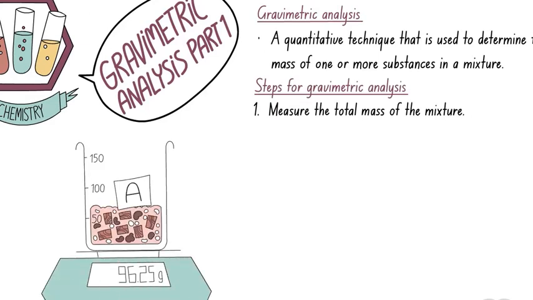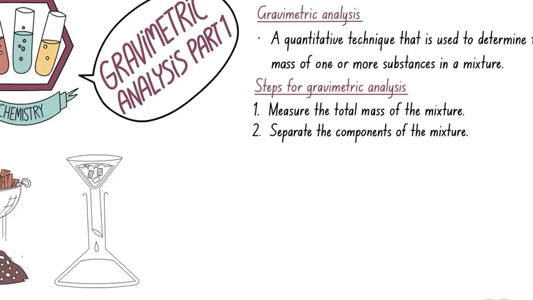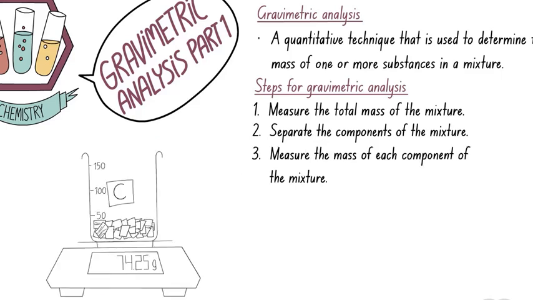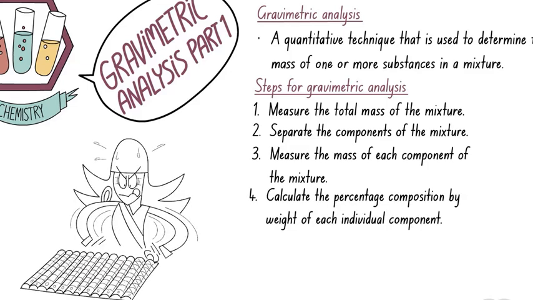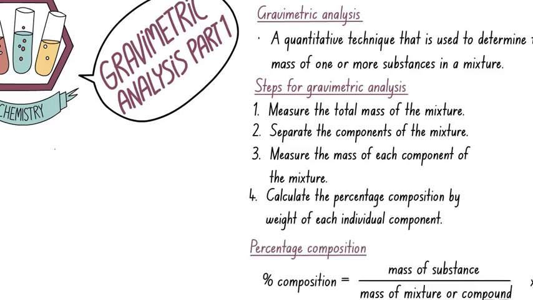Firstly, we measure the total mass of the mixture. Secondly, we separate the components of the mixture using one or more appropriate separation techniques. Thirdly, we measure the mass of each component of the mixture. Finally, we calculate the percentage composition by weight of each individual component. To calculate the percentage composition by weight of a mixture, we use the following formula.